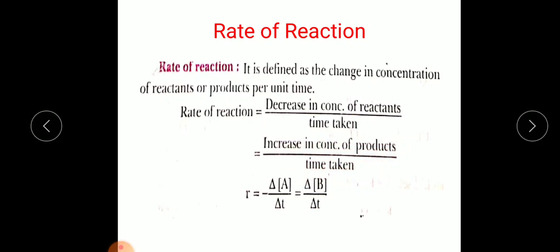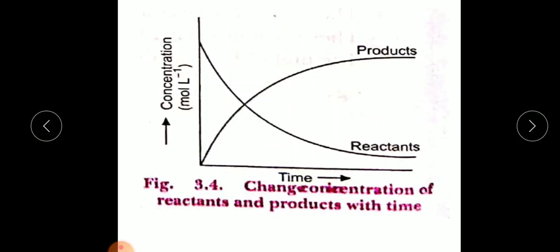Or say, if you have a general equation A, reactant, giving product B, then we can write the rate of reaction as R equals minus delta A, that is the change in the concentration of reactant, by delta T, or delta B by delta T. Now if you notice, we have written minus here. This minus means there is a decrease in the concentration of the reactant. So this is the rate of reaction.